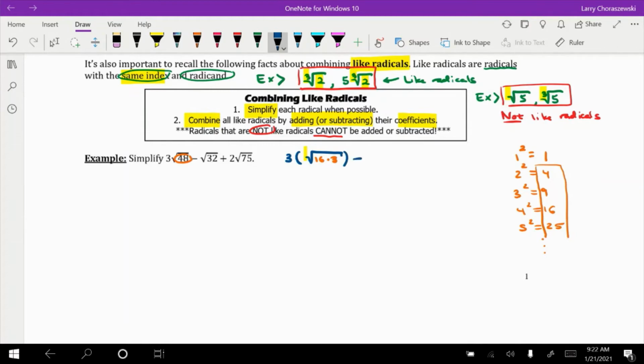All right, let's move on to the next radical. There's no number in front of the square root of 32, so I won't put it in parentheses. What's the biggest number from that list that goes into 32? 16 again, yep. But this time it's going to be 16 times 2, because that would give us 32. Plus 2, okay, parentheses around the radical 75.